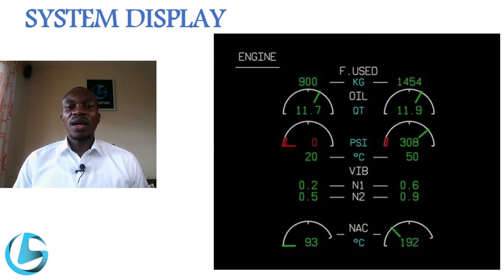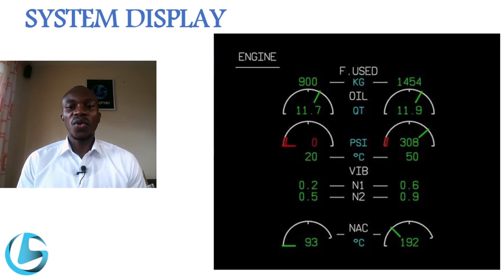Next, we look at the ECAM bottom display, which is known as the system display. The system display gives us information on various aircraft systems. A particular system is selected using the ECAM control panel. Once a system is selected, this system will be displayed on the ECAM's bottom display. And this is where the status and the condition of a particular system is monitored.